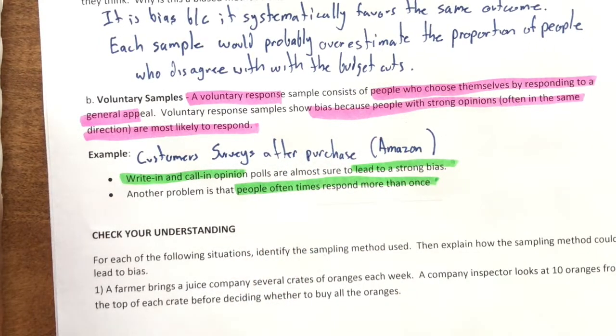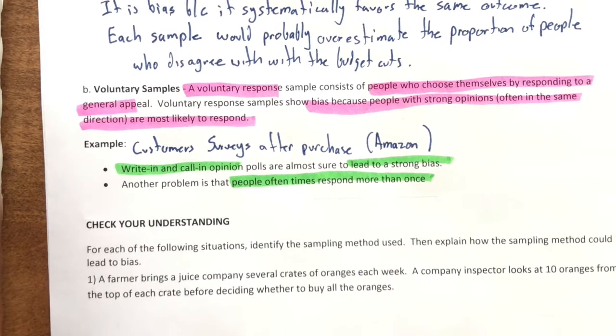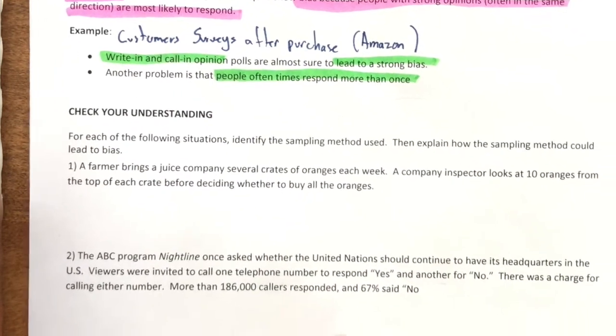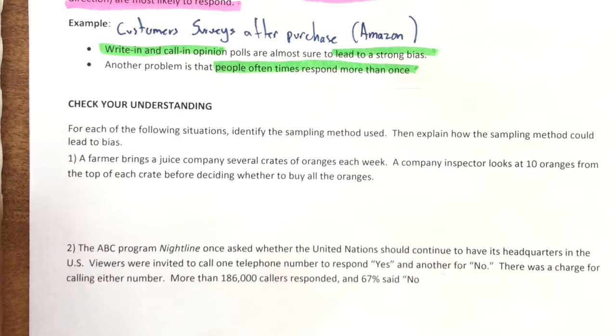Okay, so let's take a look at the check your understanding. Again, as we do these problems, you can pause the video and try it on your own to see how you do, or you can just continue to practice with me. All right, so let's take a look. Check your understanding. For each of the following situations, identify the sampling method used, then explain how the sampling method could lead to bias. A farmer brings a juice company several crates of oranges each week.